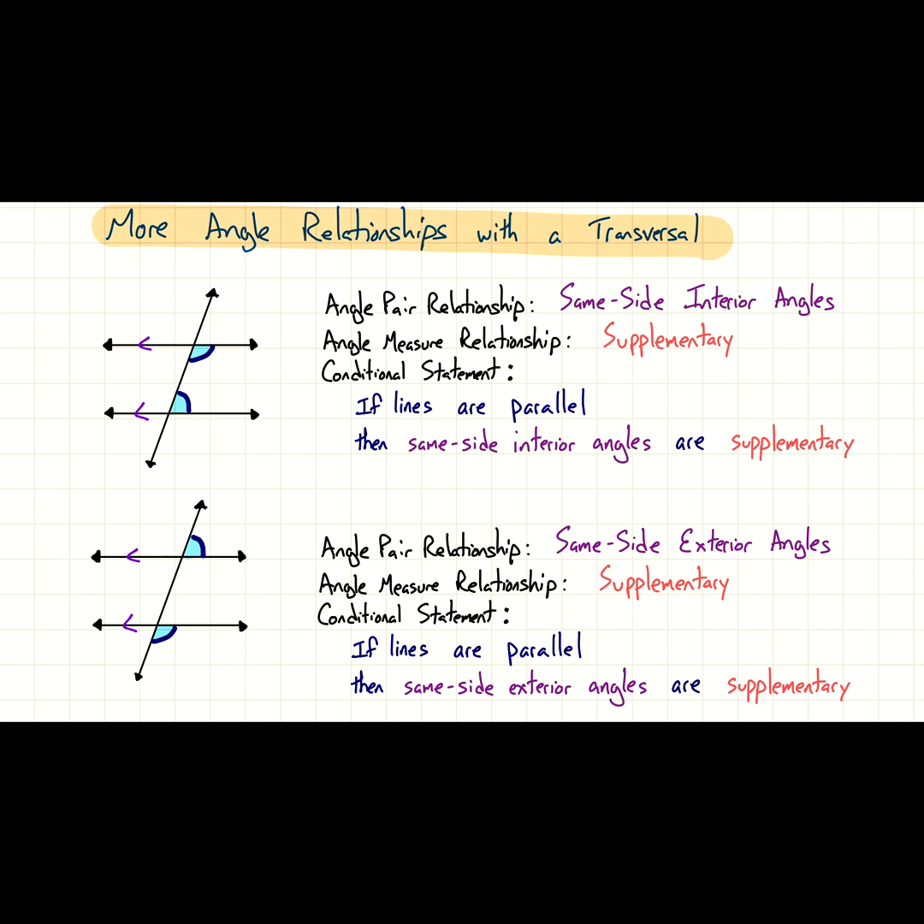So here are the new angle relationships. The first one is called same side interior angles, and the second one same side exterior. You'll notice the name is identical except one is interior and the other is exterior. Everything else is the same. They are supplementary. So these two angle relationships are pretty much the same, except one refers to interior and the other to exterior. That's why I've grouped these together.